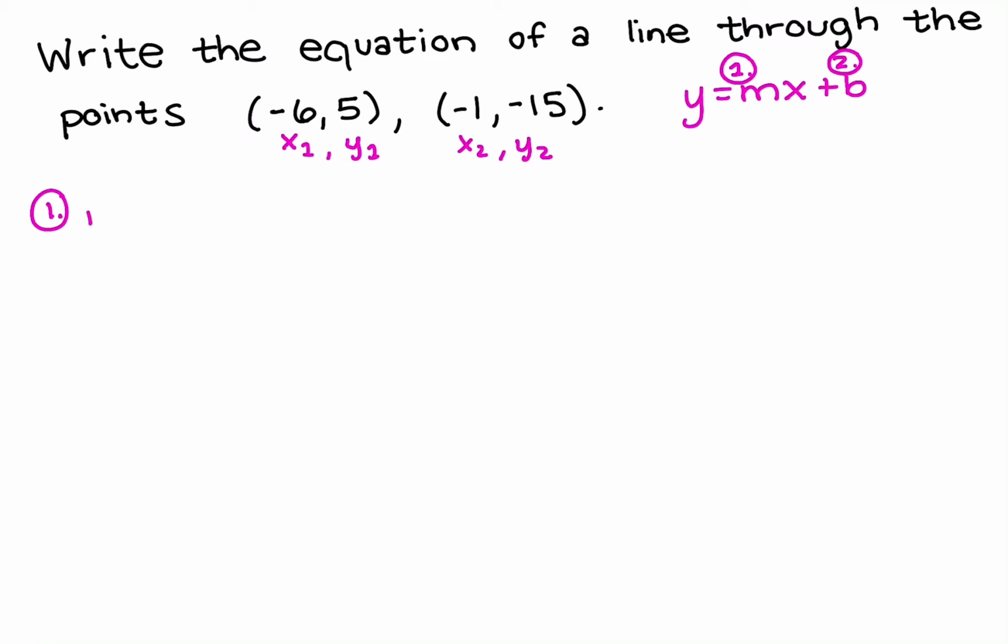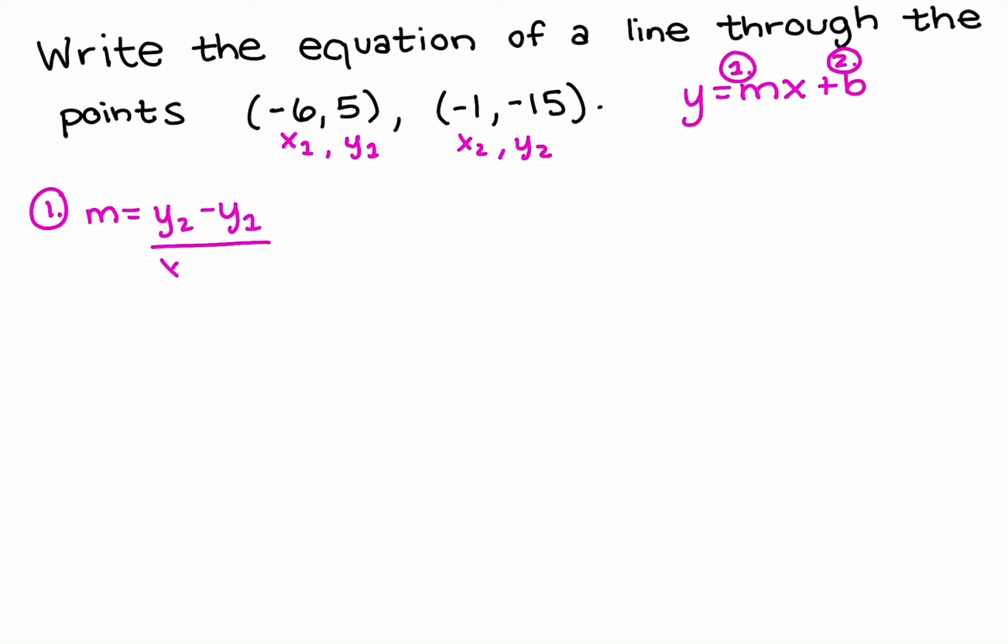Okay, so to find m, we're going to do y2 minus y1 over x2 minus x1. We're going to use our slope formula. So in this case, y2 is -15, and y1 is 5. So we're going to do -15 minus 5 for our y2 minus y1. And then our x2 is -1, and our x1 is -6. So we're going to do -1 minus a -6.